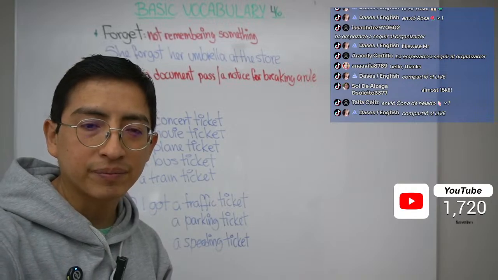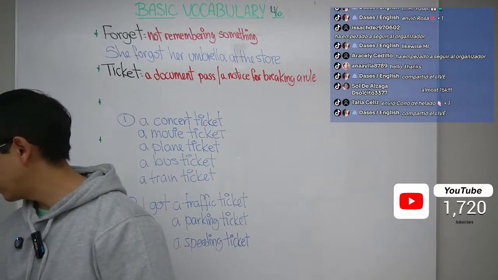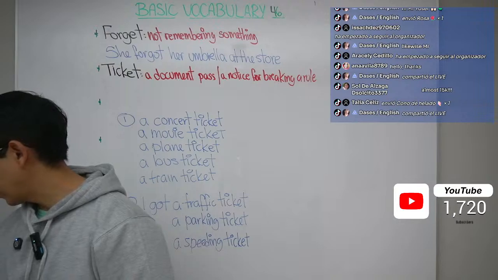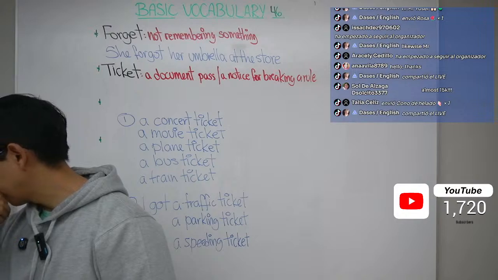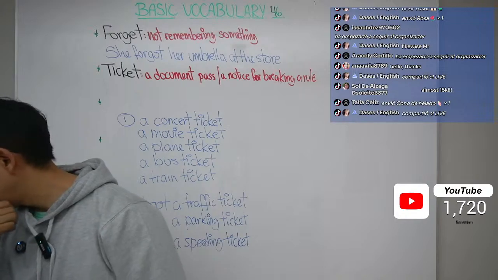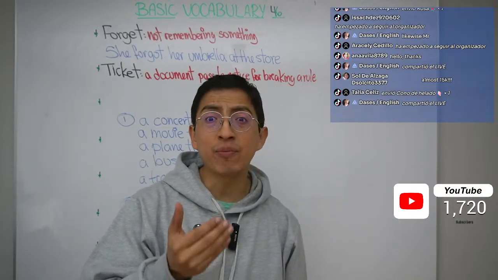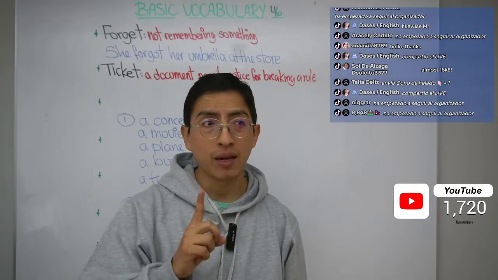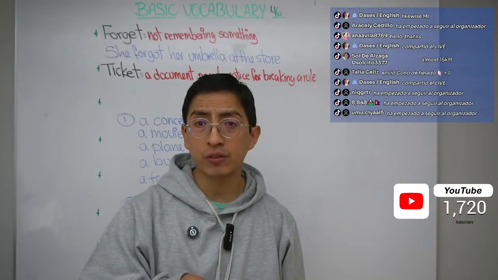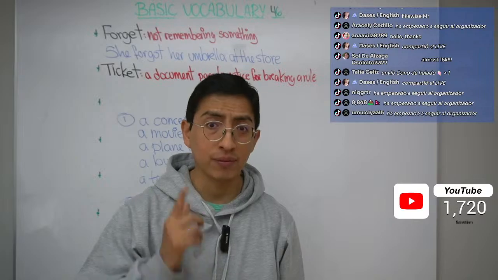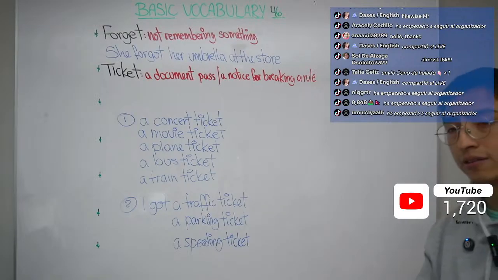Yeah, very good. Okay. Guys, let's continue with the dictation. Listen to me and write the following sentence. The police officer gave me a ticket. Listen. All right, guys. The police officer gave me a ticket.